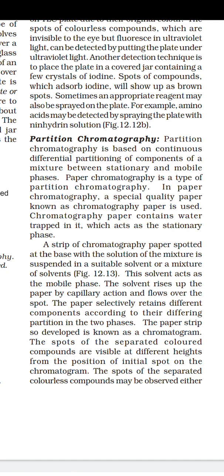A strip of chromatography paper, spotted at the base with the solution of a mixture, is suspended in a suitable solvent or a mixture of solvents. Thus, the solvent acts as the mobile phase. The solvent rises up the paper by capillary action and flows over the spot. The paper selectively retains different components according to their different partitioning in the two phases. The paper strip so developed is known as the chromatogram.